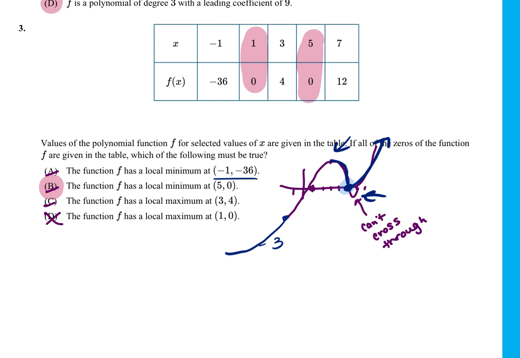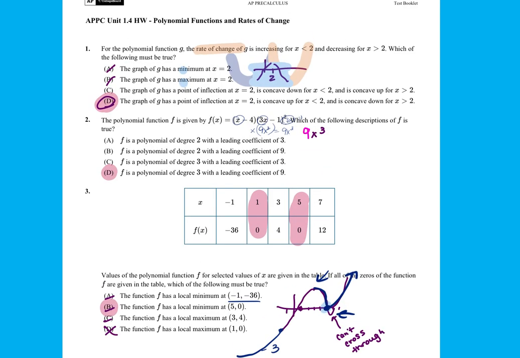At 3, 4, sorry, this is going to keep going back up. This could have come up higher, come back down. We don't know if that's the highest part in between there. And then the last one, 1, 0, that definitely is not a local minimum, or maximum, it would have to come back down like that. So for me, I had to draw it out to visualize it.